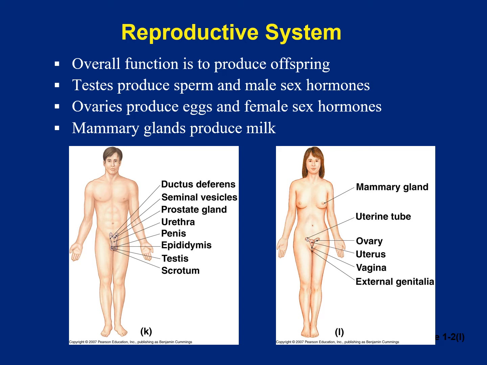And then you know the reproductive system, males versus females. They're responsible for making our gametes, our egg and our sperm.